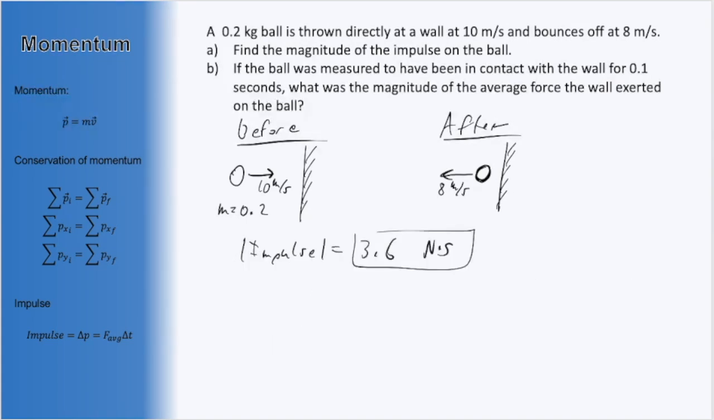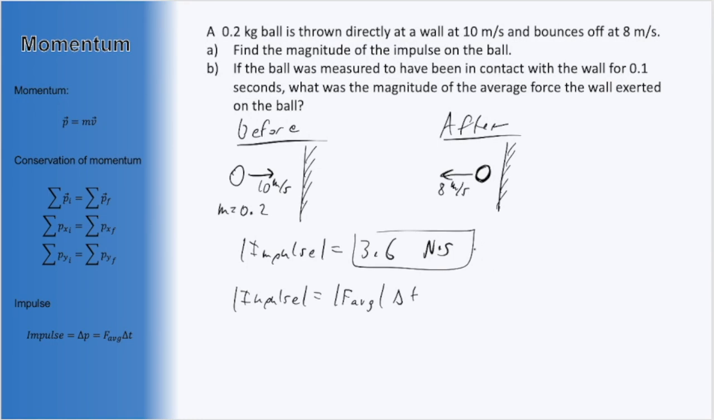Now for part B, if the ball was measured to have been in contact with the wall for 0.1 seconds, what was the magnitude of the average force the wall exerted on the ball? Well, in part A, we've already found the impulse, and this part of the question gives us a time. So this seems like a fairly straightforward application of the other way to get impulse. Everything here is a magnitude, so I might write my equation as the magnitude of impulse equals the magnitude of this average force multiplied by delta t.